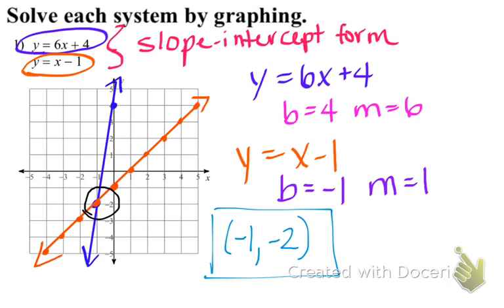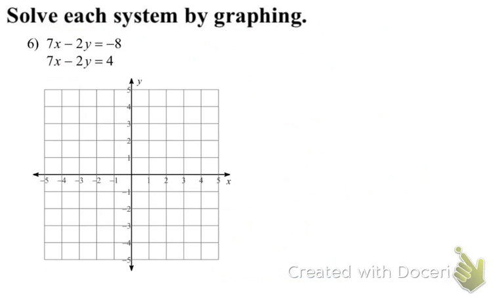Okay, graphing, you should be able to do. You're putting two lines on a graph. So look at this next one. It's number 6 in your packet. So if I look at number 6, are these two equations in slope-intercept form? No, they are in standard form. So I have to deal with that before I can deal with anything else.